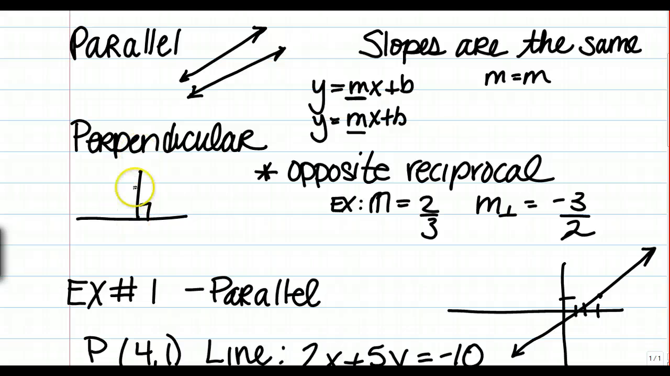Perpendicular lines would look like this. They intersect and they form a right angle. If you had the slope 2/3 and you wanted to find the slope perpendicular to 2/3, you would flip the fraction and change the sign. So since this is 2/3, we're going to have a negative and flip it, which would be 3/2. So if this was a negative, then this would be a positive. But you always flip your fraction to have perpendicular slopes.